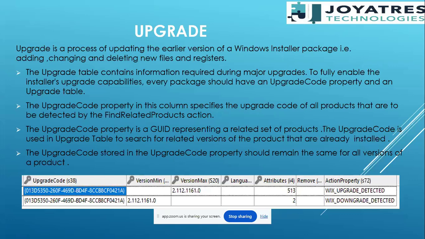The upgrade code property in this column specifies the upgrade code of all products that are to be detected by the FindRelatedProducts action. So these are a few actions which help you to find what all you have to upgrade. Rather, whether you have to upgrade the full application by uninstalling the older version, or you have to just upgrade or add a few files or registry. So this FindRelatedProducts action becomes an important part, wherein it is going to help you to find what it is going to upgrade.